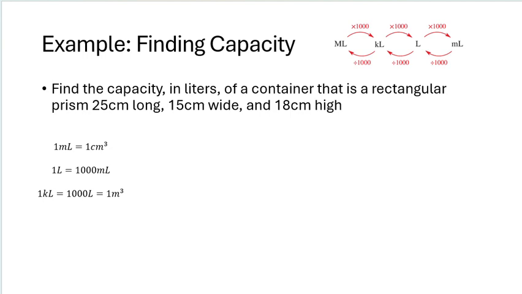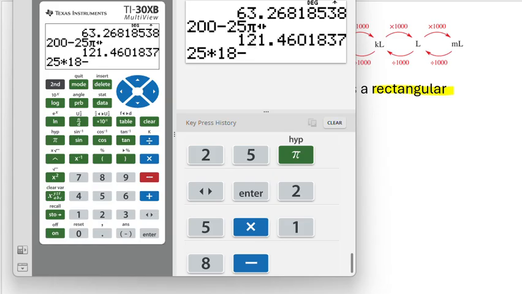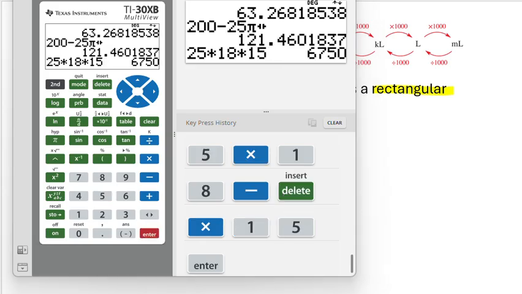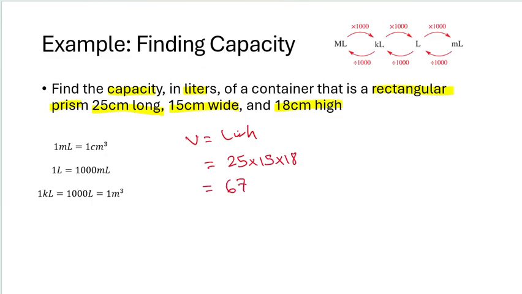Now, this is an example of finding the capacity. Find the capacity in liters of a container that is a rectangular prism, 25 centimeters long, 15 centimeters wide, 18 centimeters high. So just apply the formula for volume first. So we've got 25 times 15 times 18. I'm pretty sure the numbers will be a lot nicer, but I can't be bothered, so let's just use the calculator. Times 15, times 18. That's 6,750 centimeters cubed.